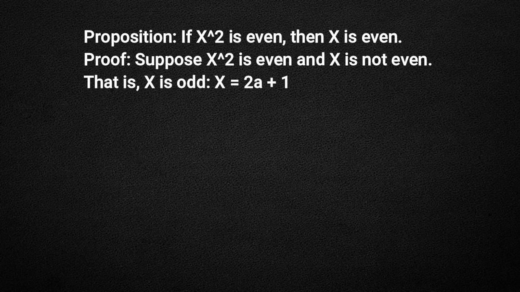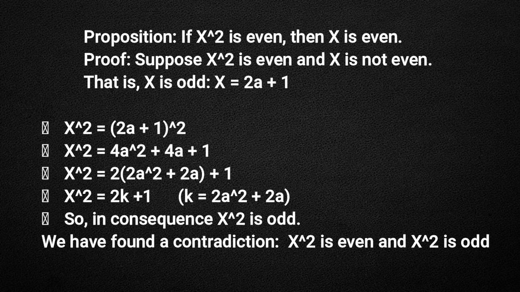If x to the 2 is even, then x is even. Proof: suppose x to the 2 is even and x is not even. That is, x is odd. X is defined by 2a plus 1. So in consequence, x to the 2 is odd. We have found a contradiction. X to the 2 is even and x to the 2 is odd.